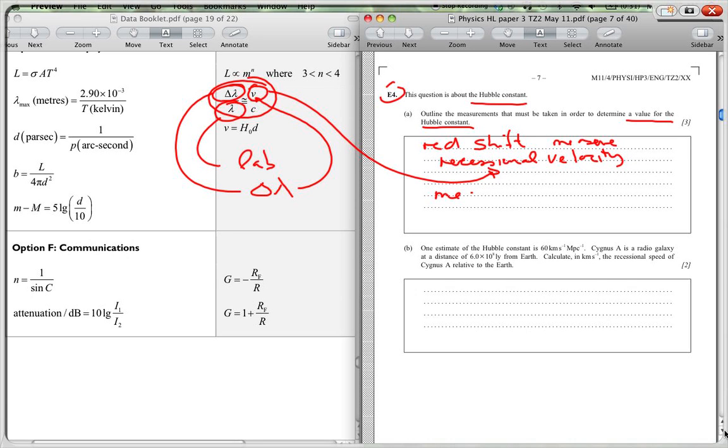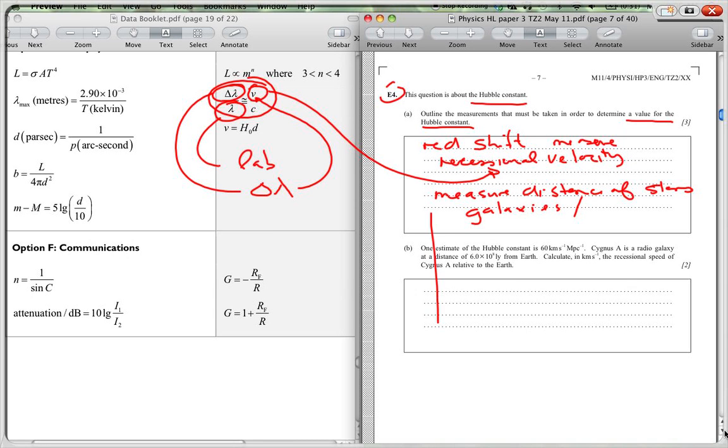Once you've got that, then by using other methods such as Cepheid variables or supernova events, we try to measure the distance of stars or galaxies. We use Cepheid variables, supernovae, and so forth to do that. And you repeat that for many galaxies, clusters of galaxies.